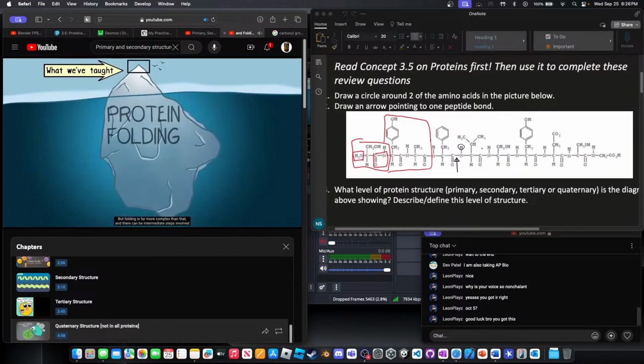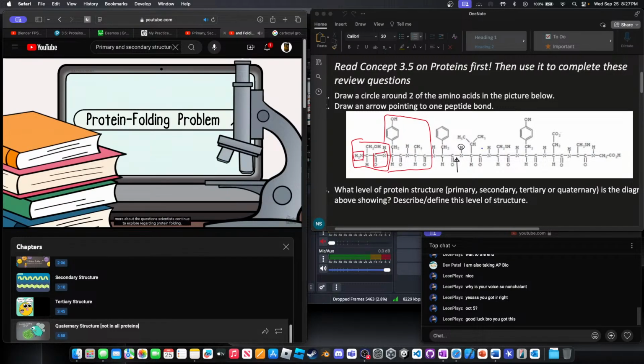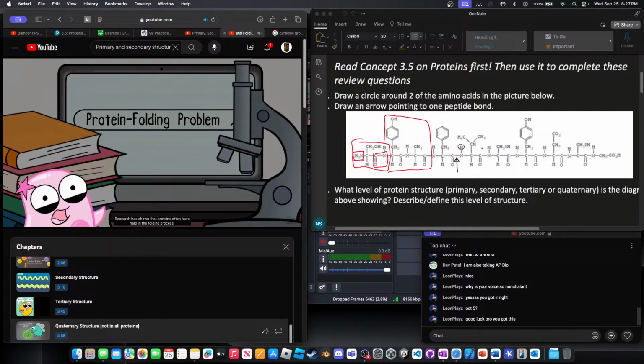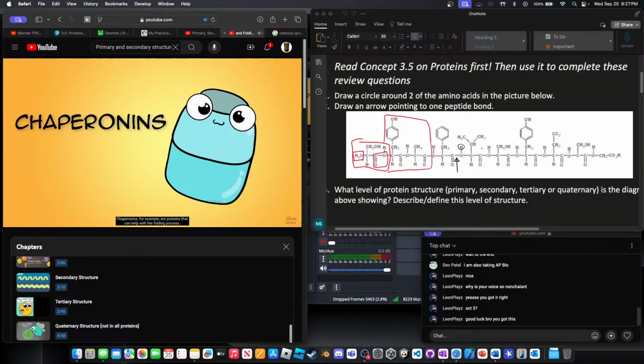But folding is far more complex than that, and there can be intermediate steps involved when a protein is folding. In fact, there's a phrase you can search called the protein folding problem to learn more about the questions scientists continue to explore regarding protein folding. Research has shown that proteins often have help in the folding process. Chaperonins, for example, are proteins that can help with the folding process.